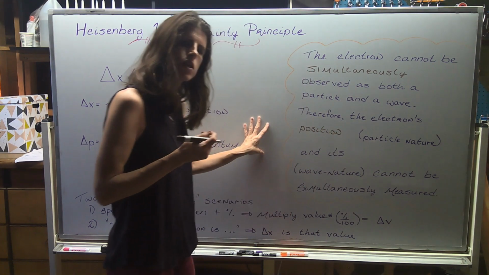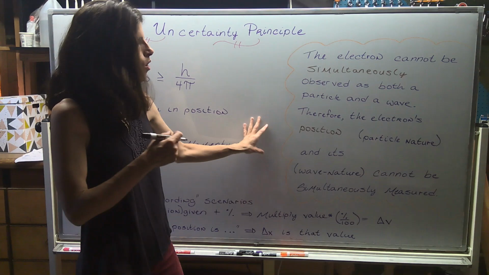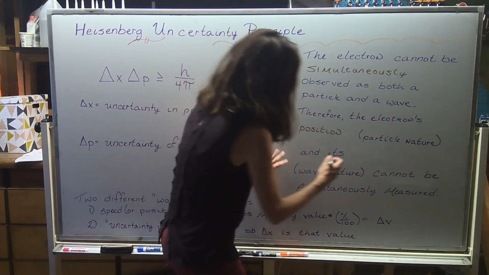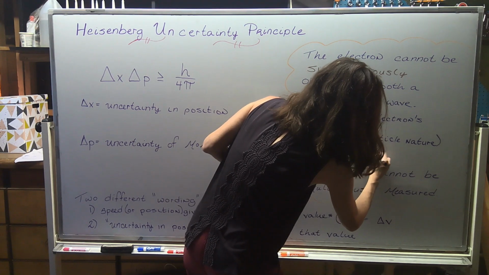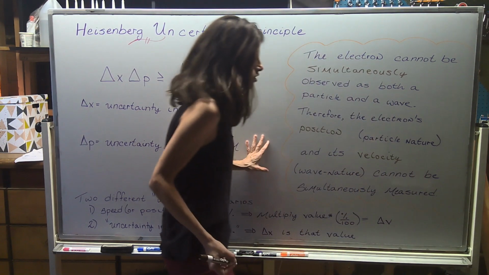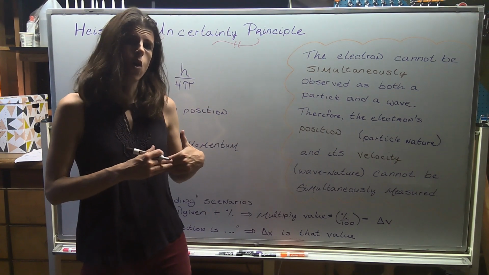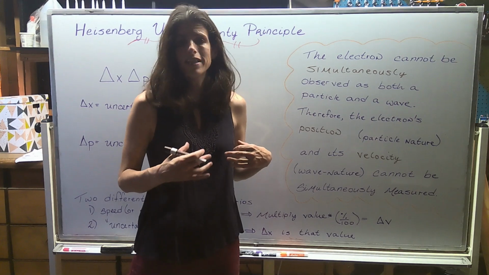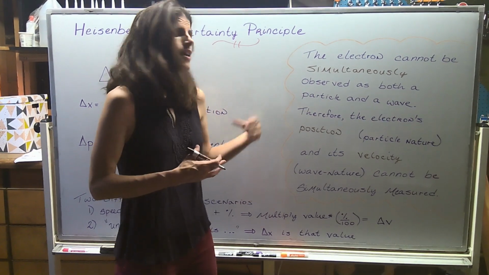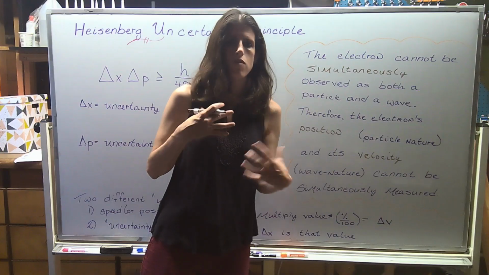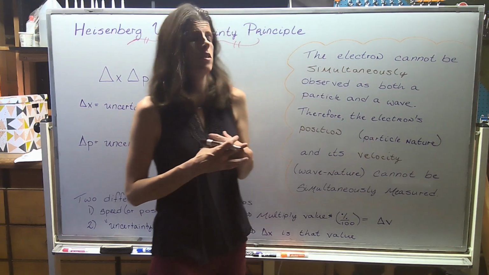And then once we know its position, we're at a loss in regards to its velocity, because the velocity would be part of the electron's wave nature. The reverse also holds true. So if we know the velocity, we're able to calculate that with some level of confidence, then we can just throw the position out the window. That's going to have a lot of uncertainty associated with it.